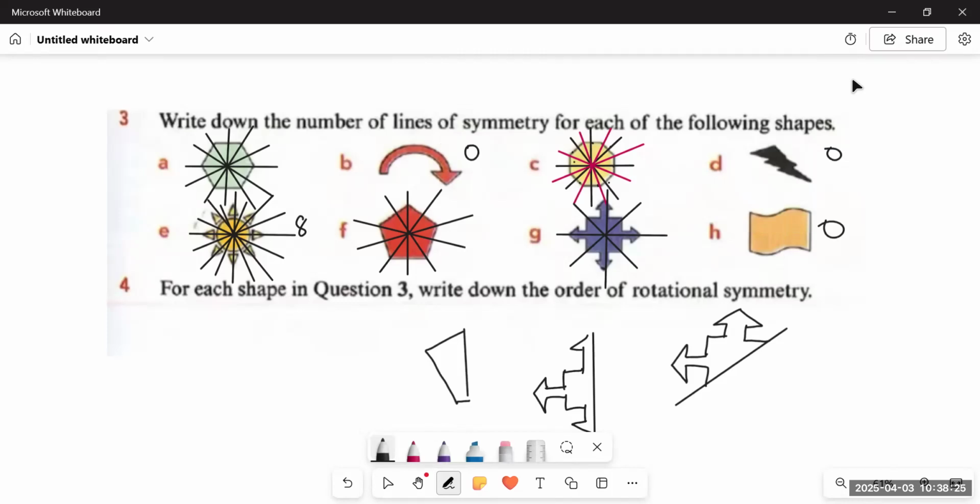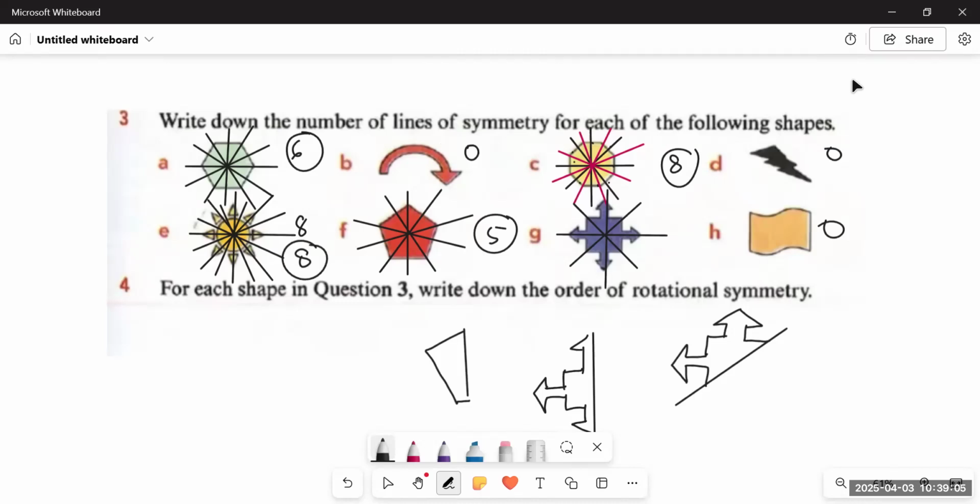Okay, and after that, in question number 4, it says for each shape in question number 3, write down the order of rotational symmetry. So for the regular polygons, we will have order of rotational symmetry according to the number of sides they have. Like if we have 6 sides in a hexagon, we will have order 6 rotational symmetry in part A. Similarly, in part C, there are 8 sides, so we will have order rotational symmetry of 8 in part C. And in part F, we will have order rotational symmetry 5. In part E, we will have order rotational symmetry 8, right?